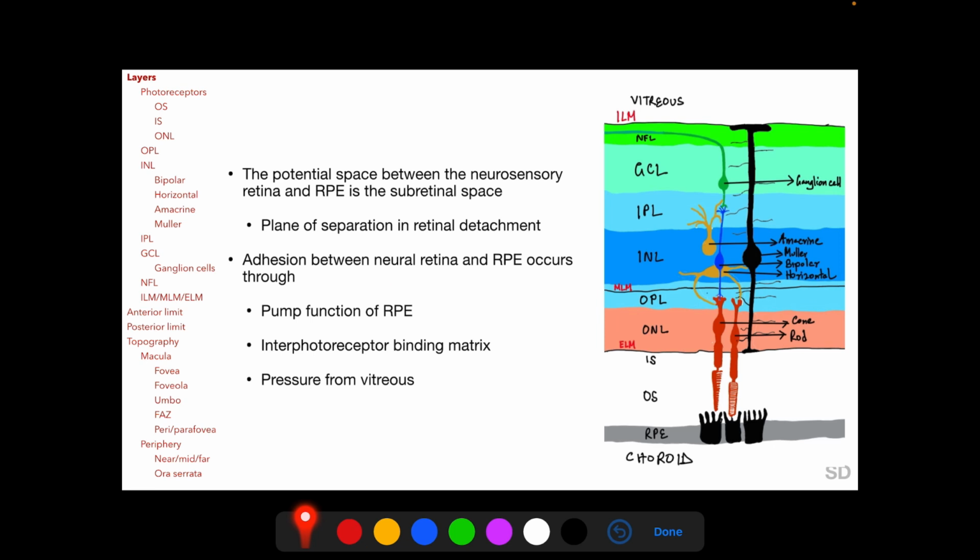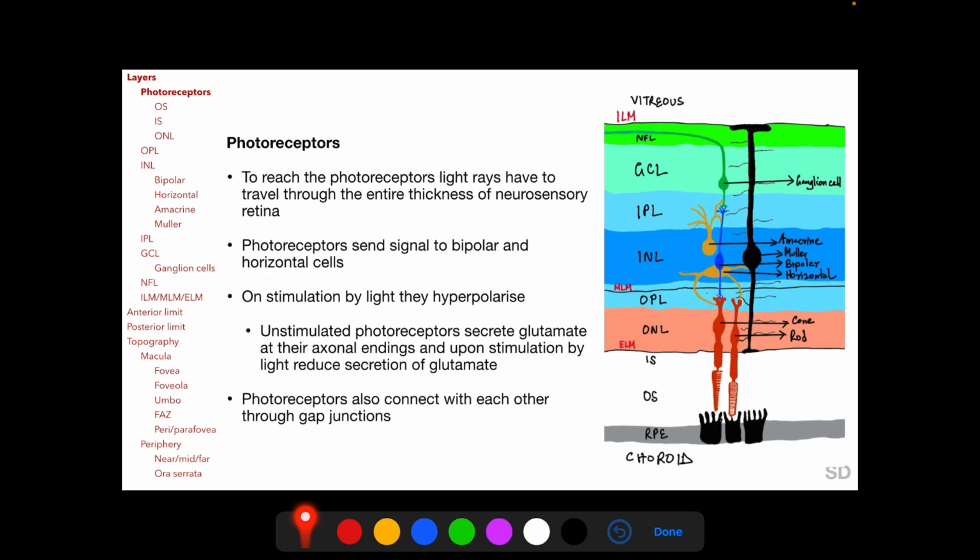The adhesion between the neurosensory retina and the retinal pigment epithelium occurs through pump function of the retinal pigment epithelium, the interphotoreceptor binding matrix, and outward pressure from the vitreous body. We will be describing the layers of the neurosensory retina from the distal side to the proximal side in the direction of flow of the visual information.